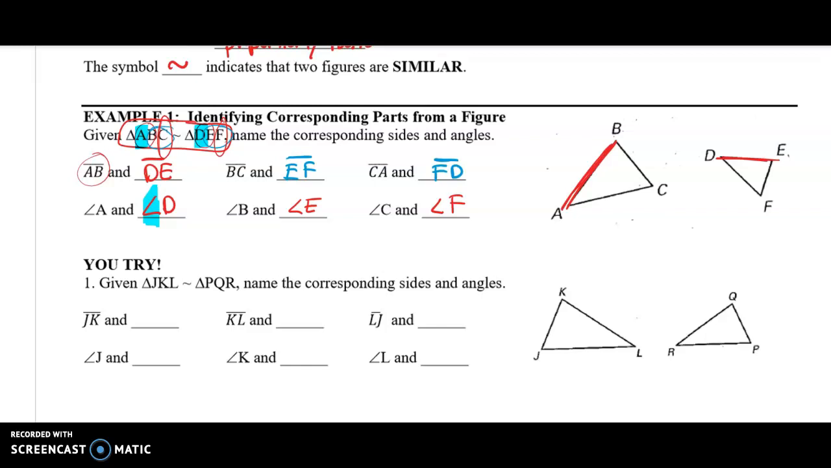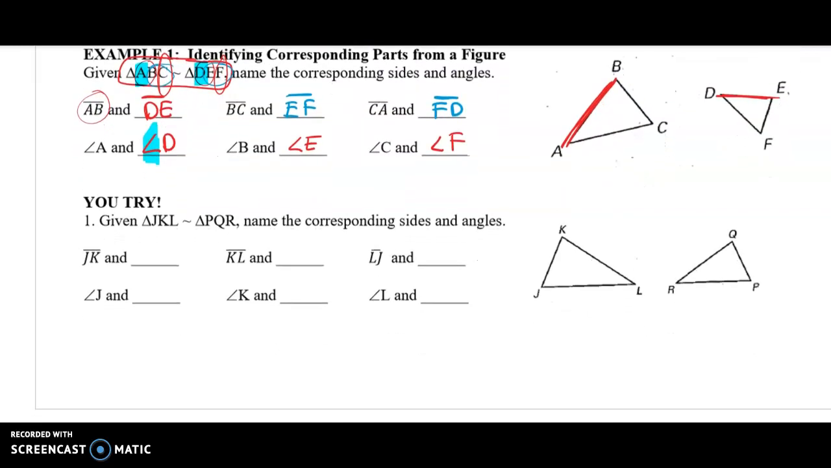Okay, so you're going to do the U-try. So you're going to go ahead and pause the video, do the U-try, and then you're going to check back to see if you're correct. Okay, so pause it, do the U-try, and then check back in for the answers.